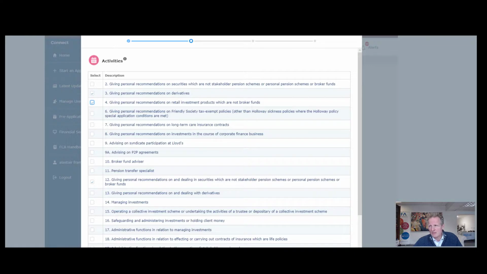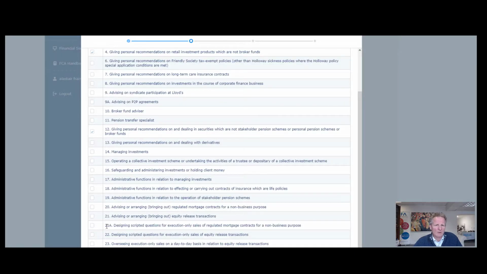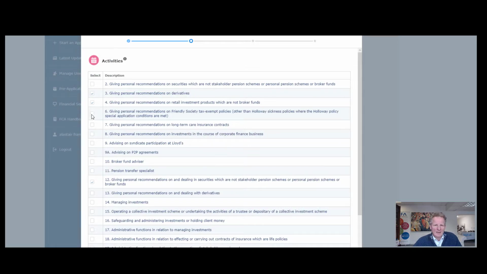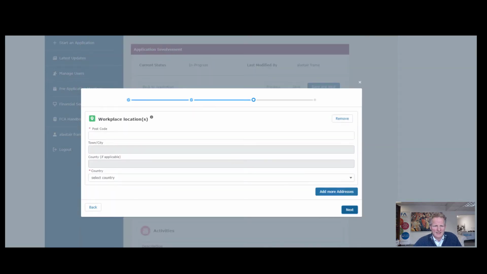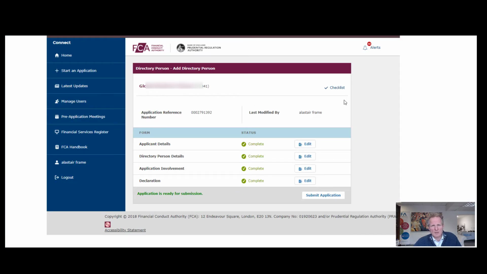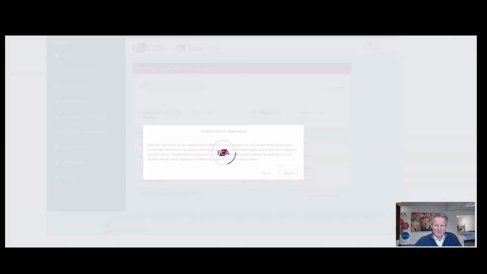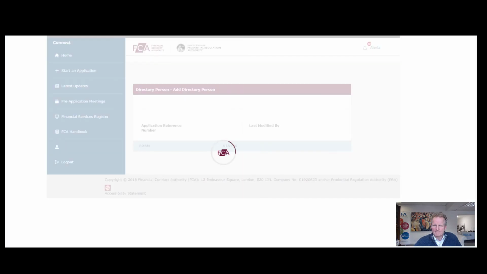Giving personal recommendations on retail funds, that's ordinary IFA work. Down here, that's mortgages, advising on equity release and mortgage contracts for a non-business purpose, and I think that's what you call a mortgage. And that's about the sum for IFAs, tax exempt policies. So that's about the sum of it, and then click next there. You've obviously got to put your address in, and then you click through and press submit application like that. Job done.